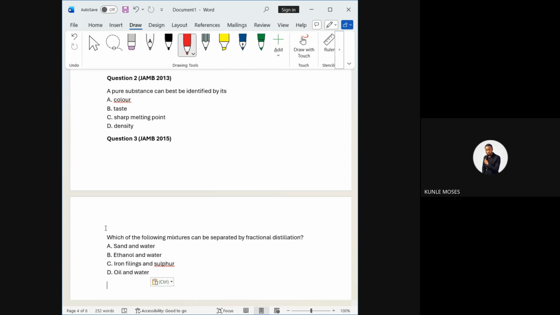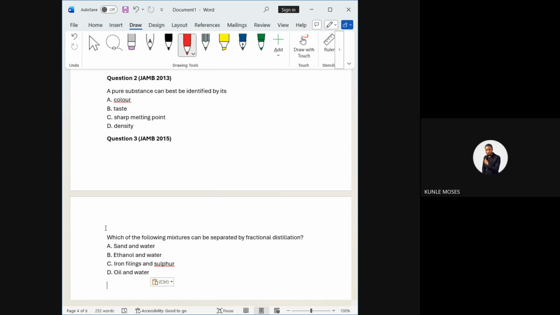No. It's ethanol and water, because oil and water is for simple distillation. Ethanol and water have very close boiling points, so you need fractional distillation for close boiling points. You guys are forgetting. I need to visit your house. It is ethanol and water. I told you, simple distillation is used to separate mixtures that have a wide range of boiling points, while fractional distillation is used to separate mixtures that have close boiling points.